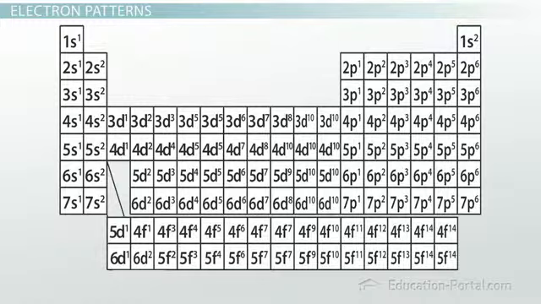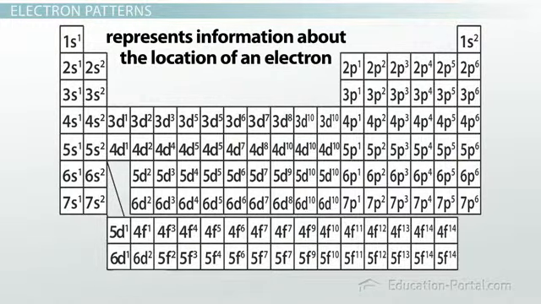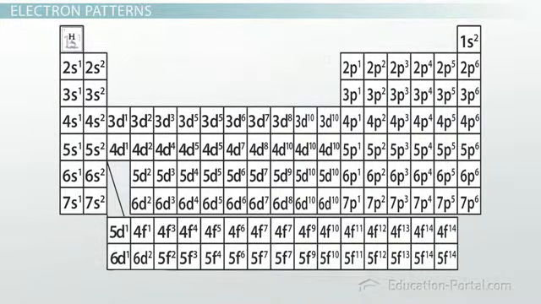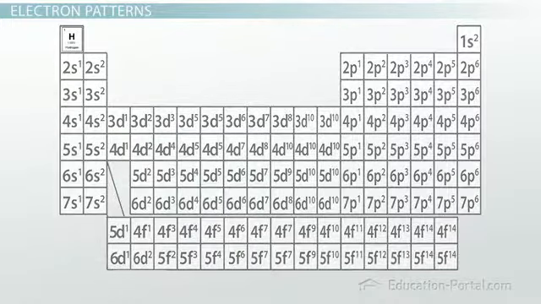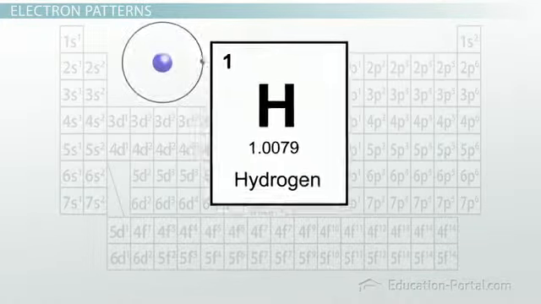So what does this all mean? Each of these little clusters of numbers and letters represents information about the location of an electron. We go into more detail on what kinds of information in a later lesson. For now, just focus on the numbers and letters. For example, hydrogen, in the very top left corner box, has 1 electron.